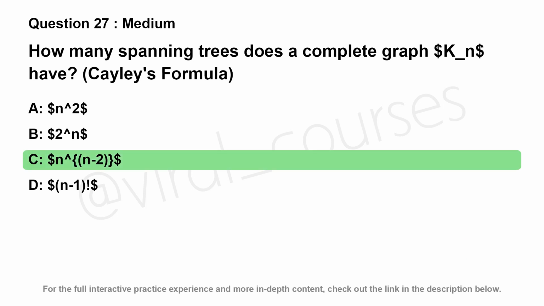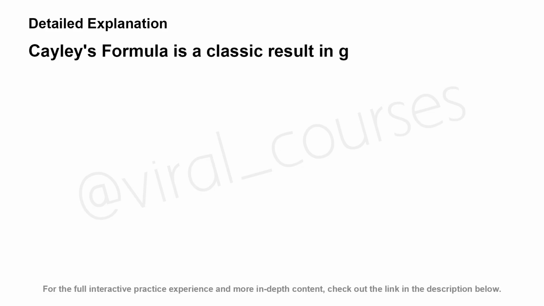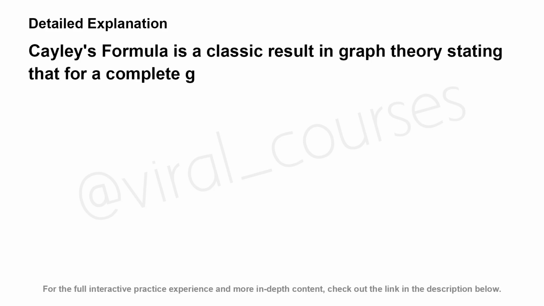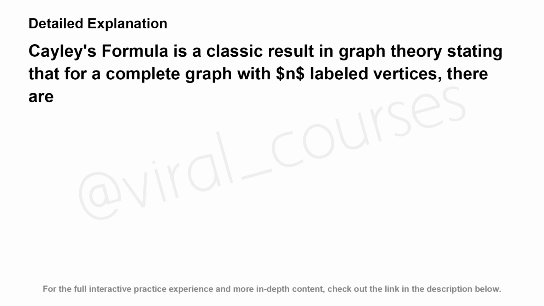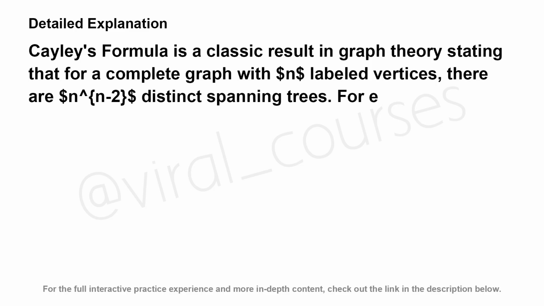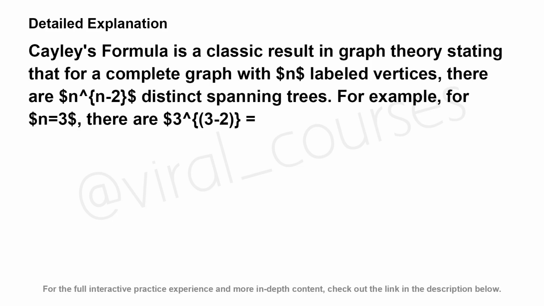The correct answer is C. Cayley's formula is a classic result in graph theory stating that for a complete graph with n labeled vertices, there are n to the n minus 2 distinct spanning trees. For example, for n equals 3, there are 3 to the 1, which equals 3 spanning trees.